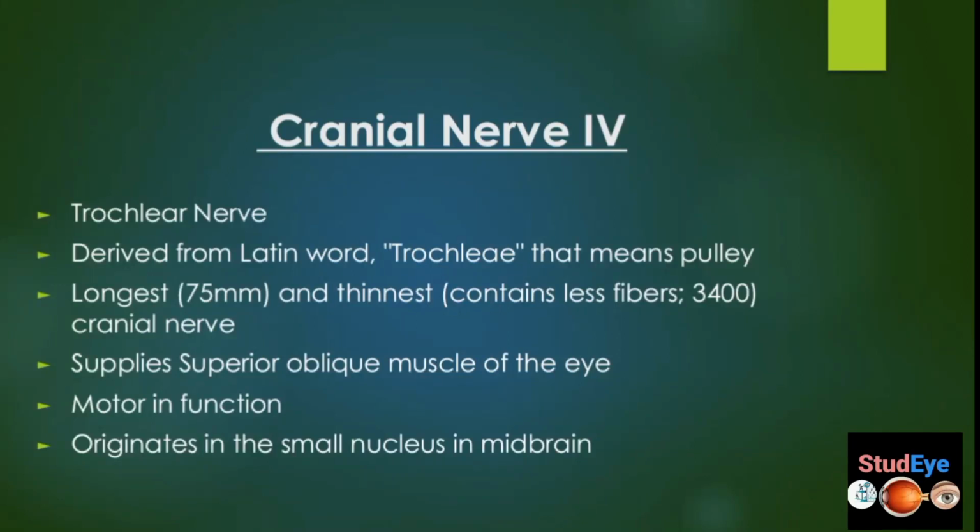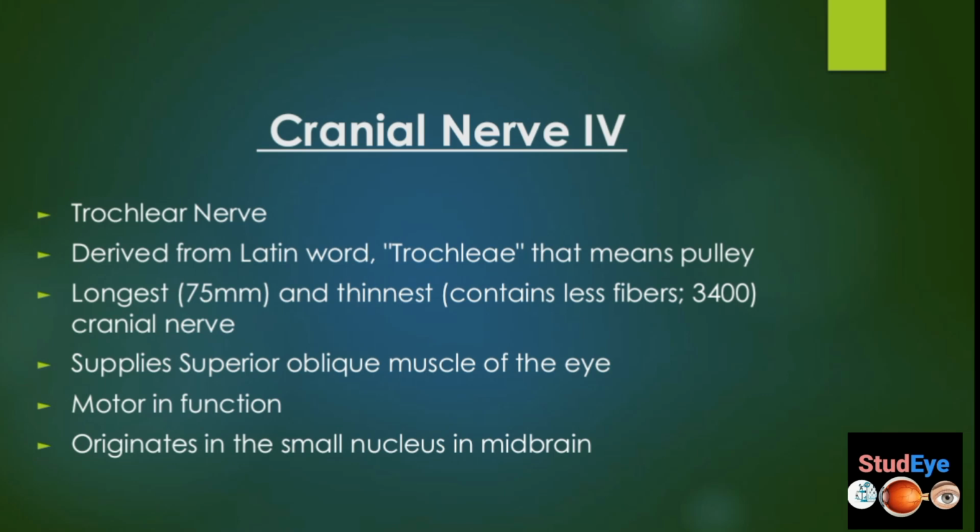Hello everyone. So today we are going to discuss the anatomy and physiology of the cranial nerve 4. So what is actually the cranial nerve 4? The other name of the cranial nerve 4 is the trochlear nerve, and this word is derived from the Latin word which means the trochlea.